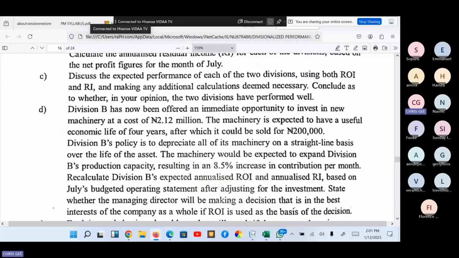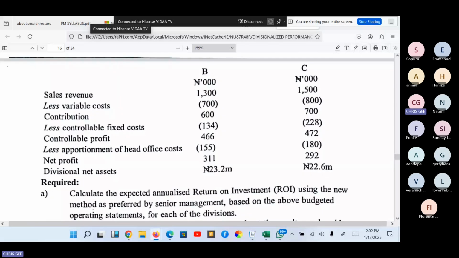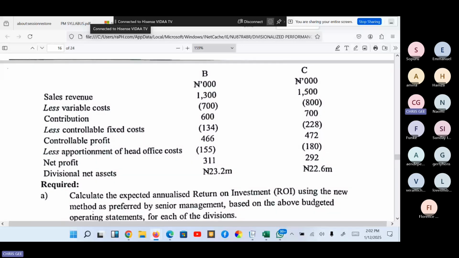So that means you go back to that statement. Look at the statement we have here. Can you see head office cost here? How much is the head office cost? 155. So what are we supposed to do to this? Either you add it back to this, or you pick the controllable profit. So you use controllable profit to recalculate your RoCE or ROI and then the residual income.